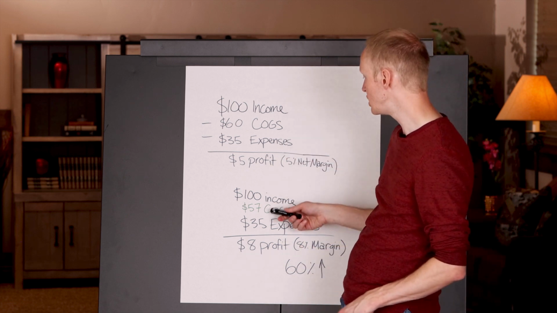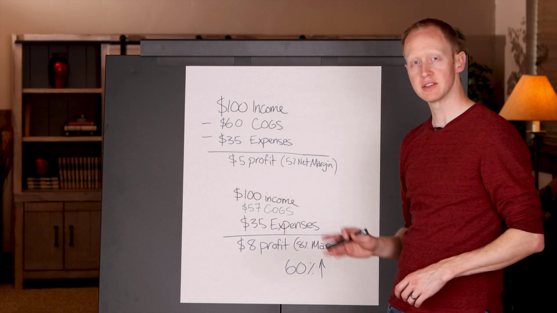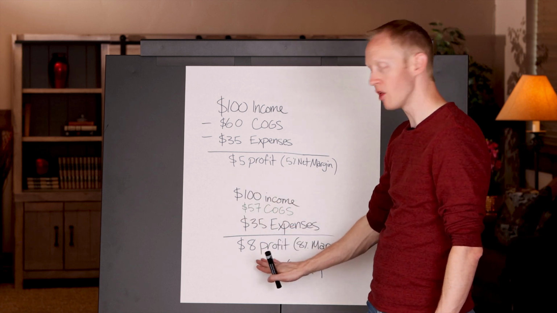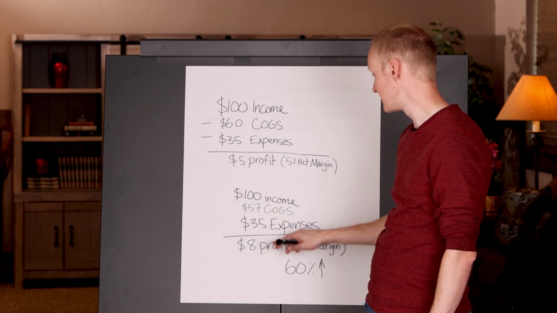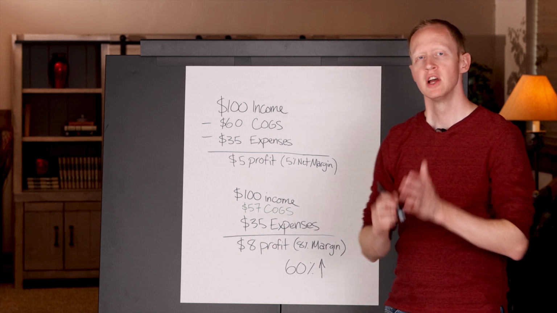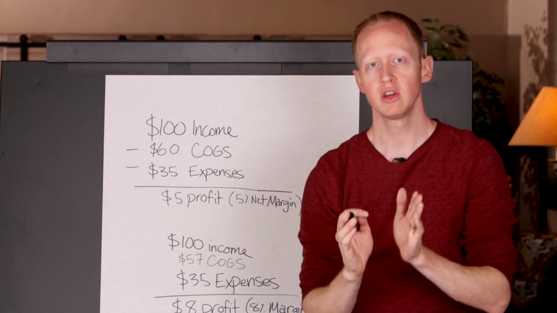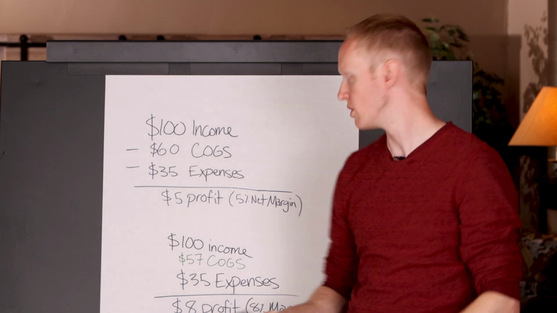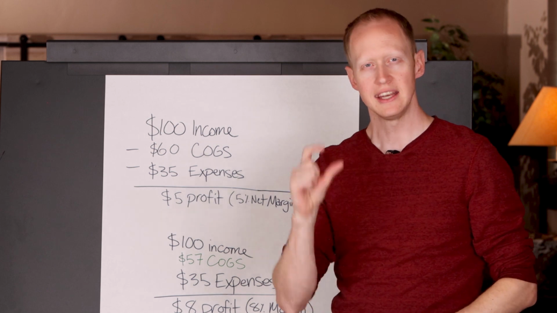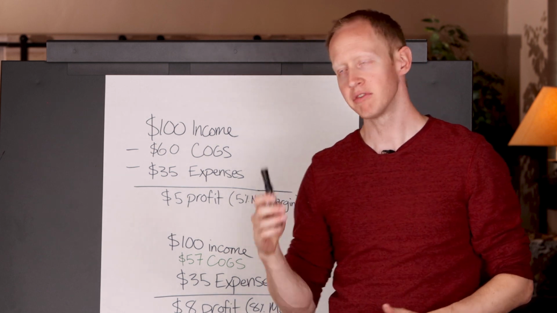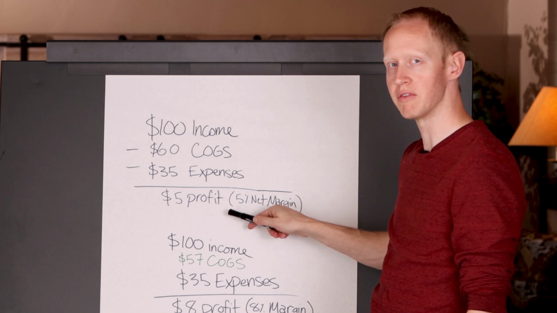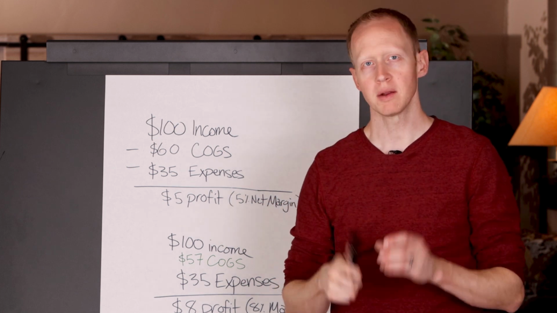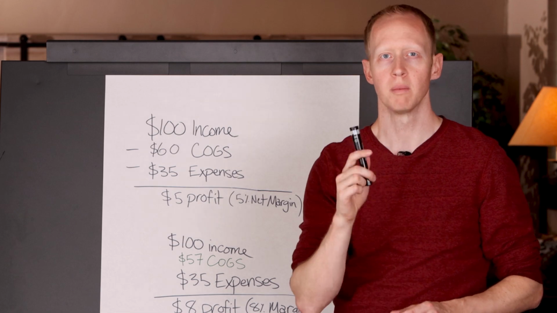So one tiny change up here at the cost of goods level can trickle down all the way to you keeping much more of your profit because it doesn't change our other expenses. So for you, how can you take your gross costs, those costs of goods sold, and decrease them by just a little bit? Because every dollar that you can decrease up here results in an extra dollar of profit down here. And that can become incredibly powerful for improving your profitability.